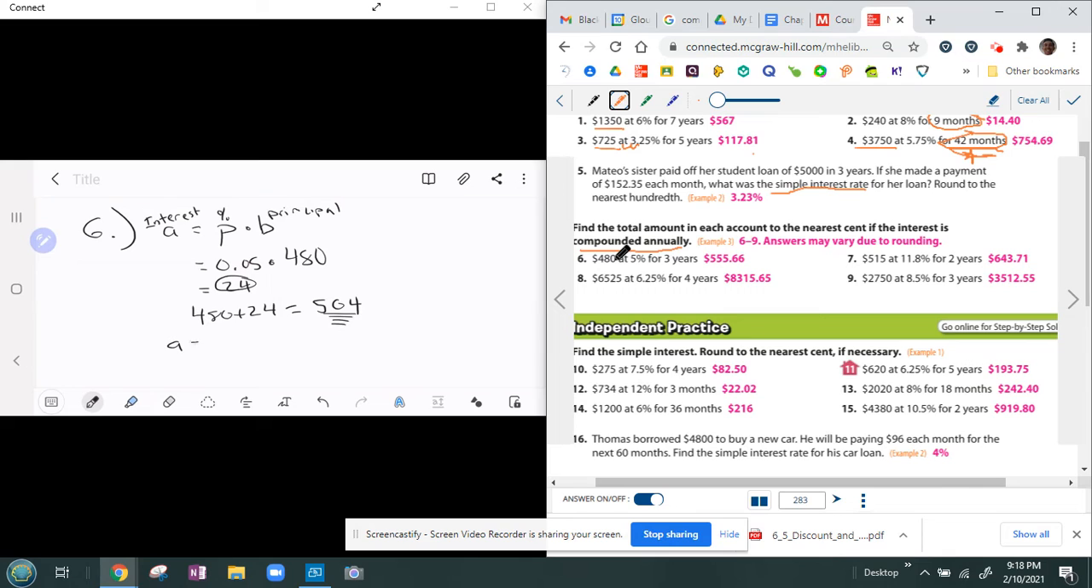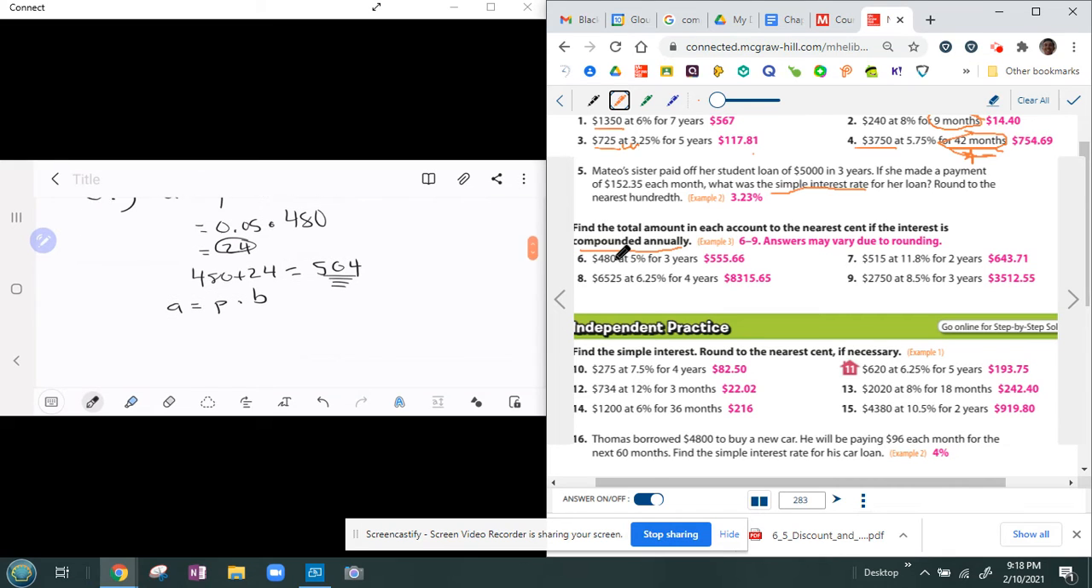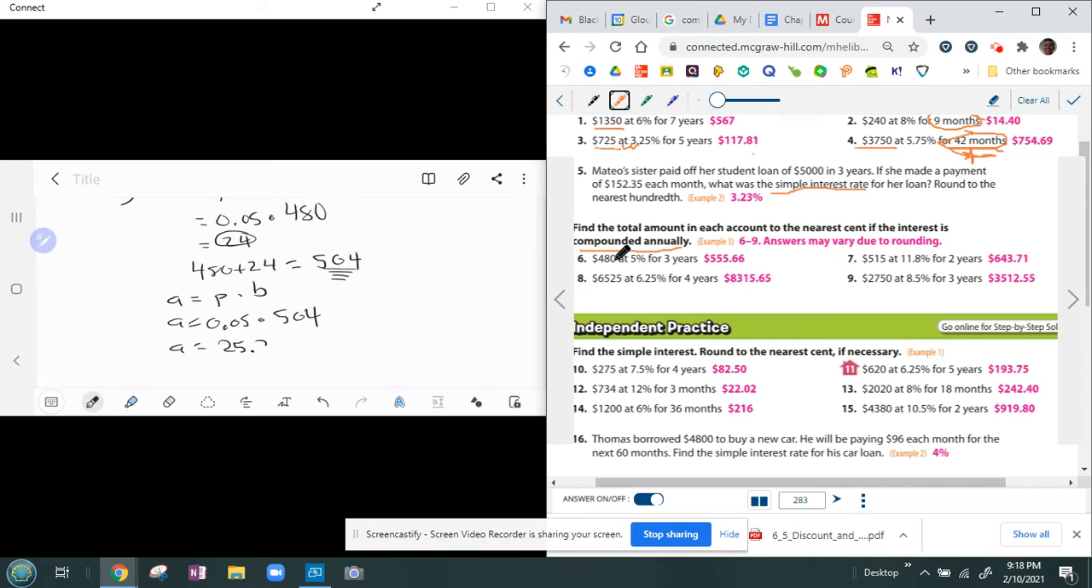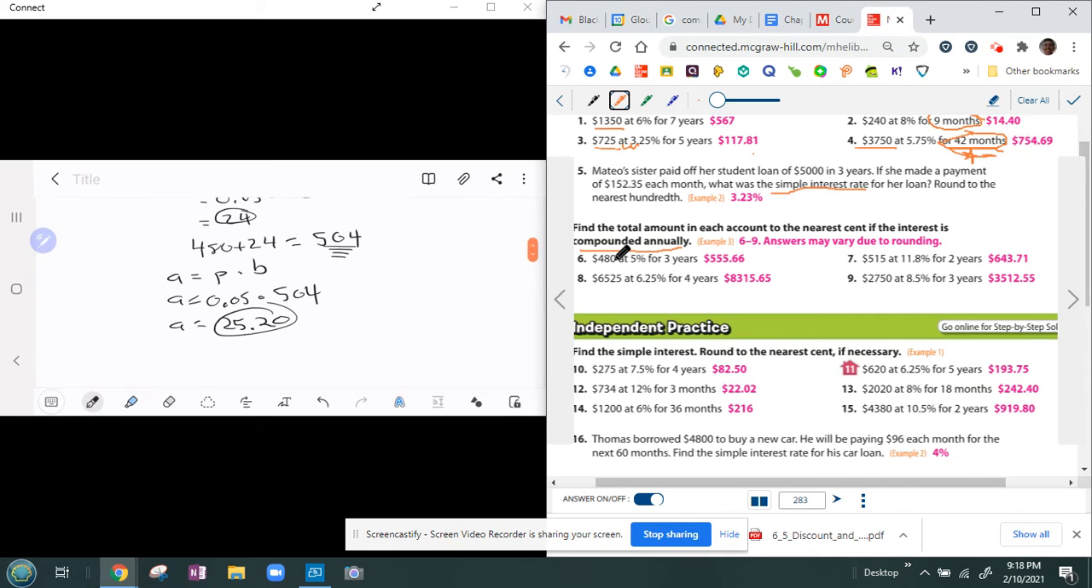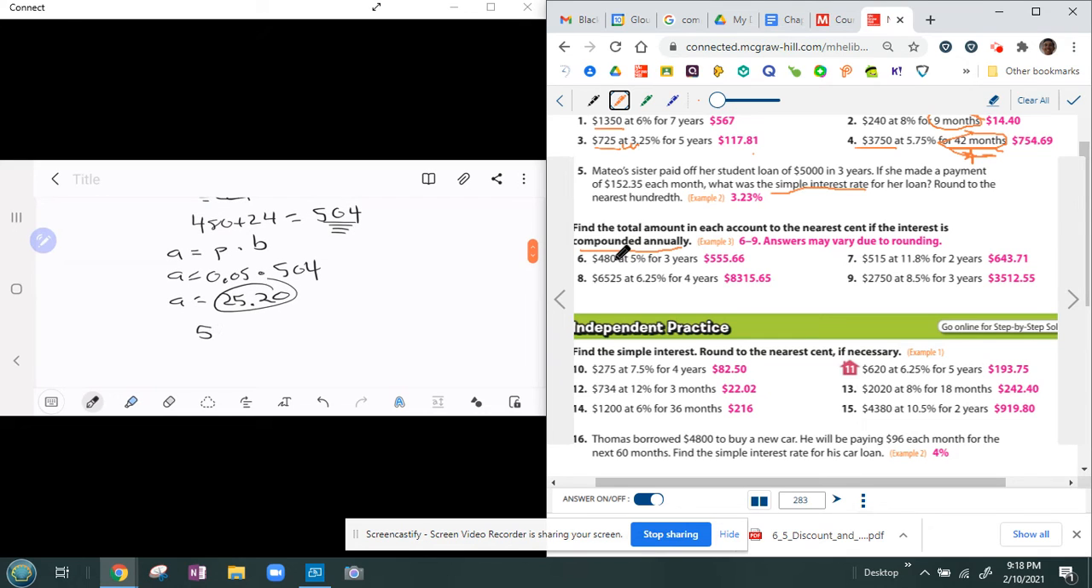So we're going to do it again. A equals P times B. We're just doing the interest rate times the 504 this time. So 0.05 times 504, I get A equals 25.20. Now we have interest. We have to add that on to the 504 plus 25.20. That gives me 529.20.